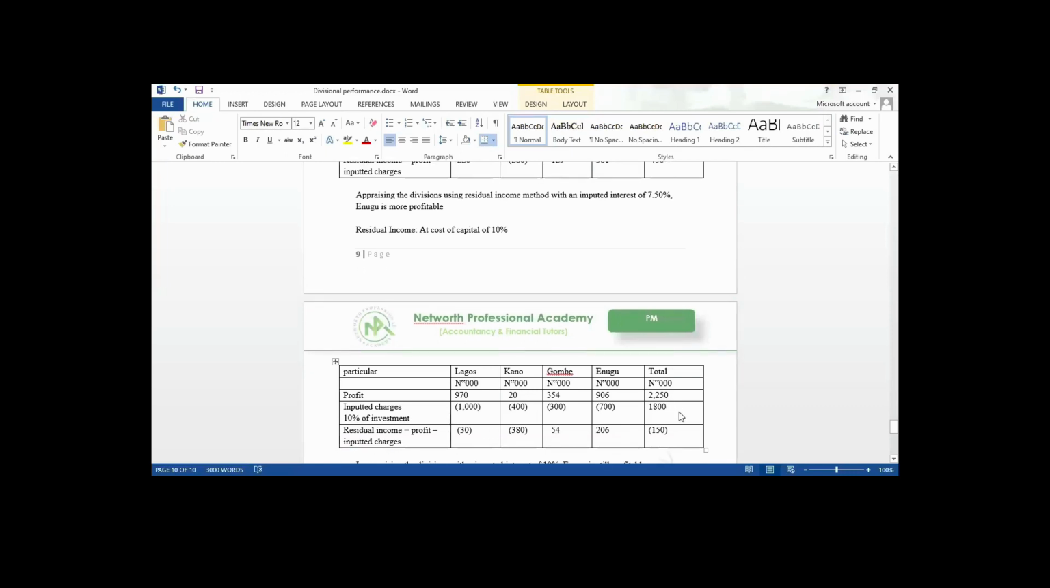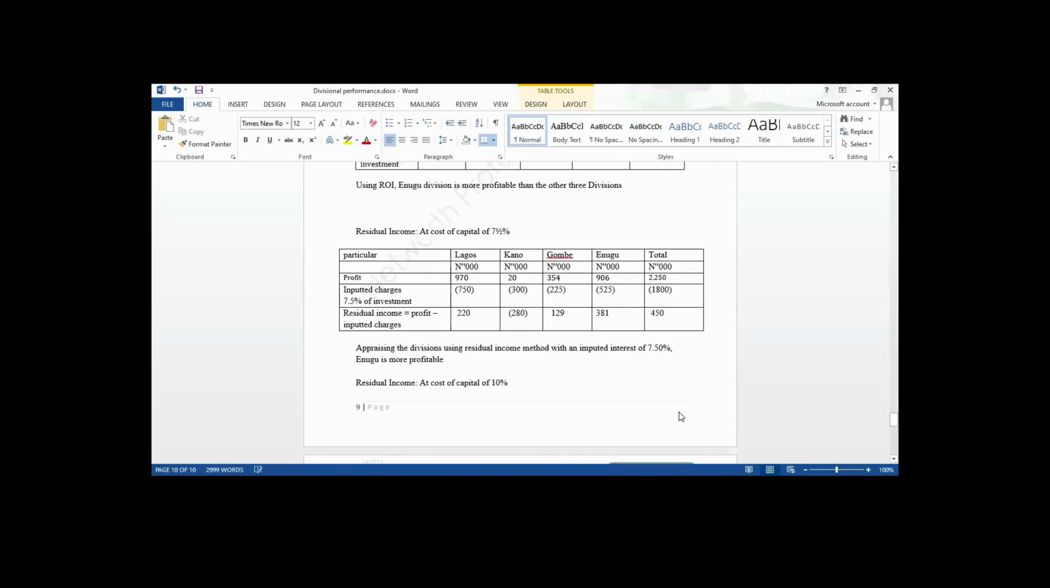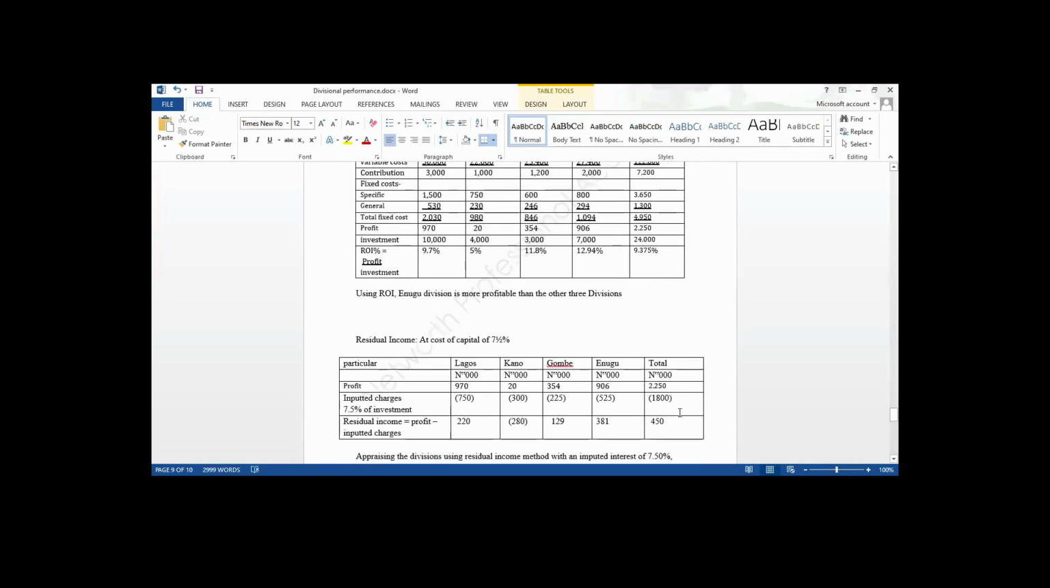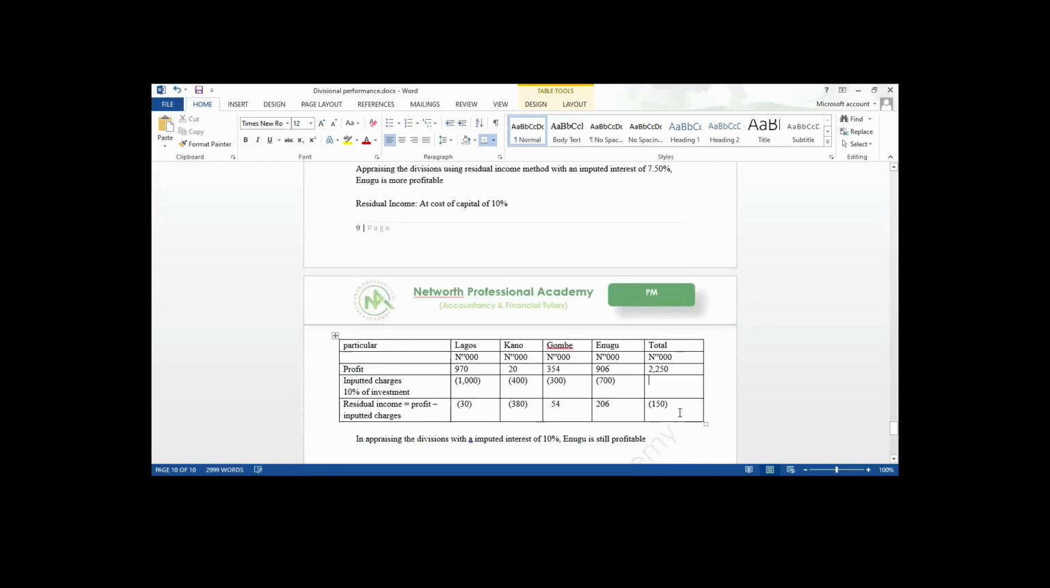No, this is wrong. 10% of 2,000 should be 2,400 now. Check out. Profit less imputed charges. You have your figures.